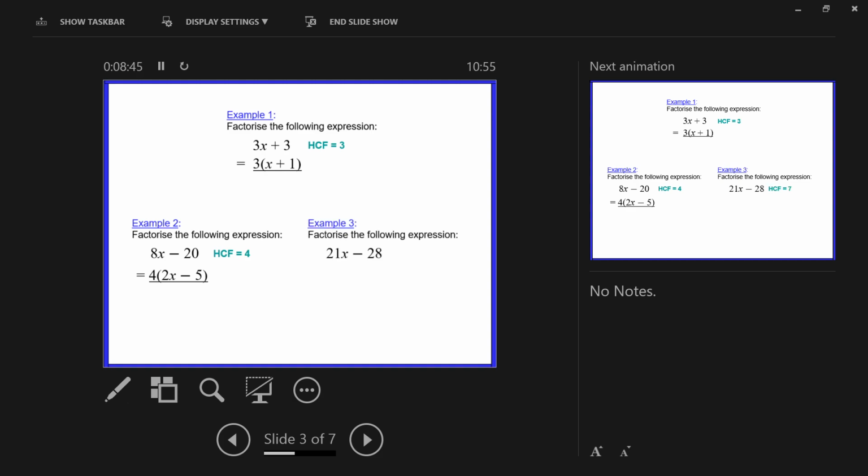Okay, factorize the following expression, 21x minus 28. The highest common factor would be 7. Okay, so let's show we're taking out 7. Then we start a bracket to show what's left if I take out 7 from each of these terms. So the 21x divided by 7 would give me 3x. The 28 divided by the 7 would give me 4. Okay, so do you guys think you would be able to do this?